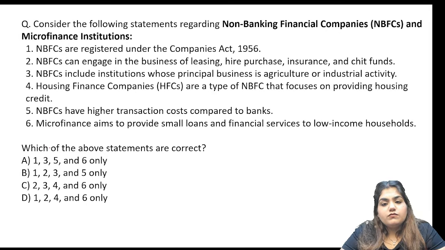Next question. Which of the following are correct regarding NBFC MFI? Statement number 1 is correct. Statement number 2 is correct. Statement number 3 is not correct. NBFC-MFIs exclude institutions whose principal business is agricultural or industrial activities or real estate activities. Statement number 4 is correct. Statement number 5 is not correct.